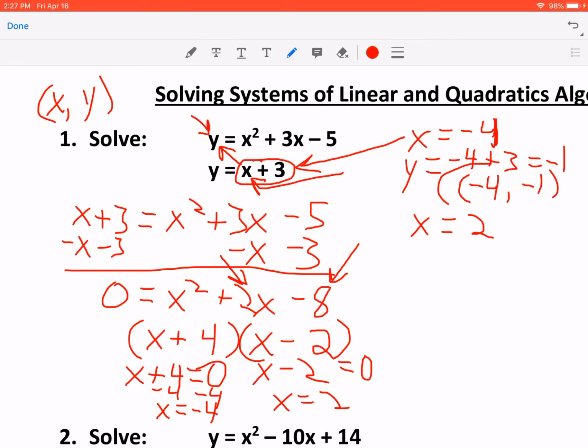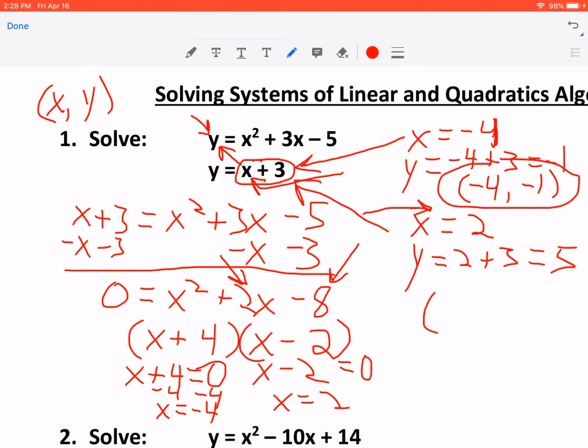That's one answer. Remember the other answer, there's two answers here, is when x is equal to 2. Well, again, plug it into this one. That's the easy one. So y is equal to x plus 3. Well, that's 2 plus 3, which is 5. So the other answer is when x is 2 and y is 5. Those are the two answers right there. That's all you're doing, all right?